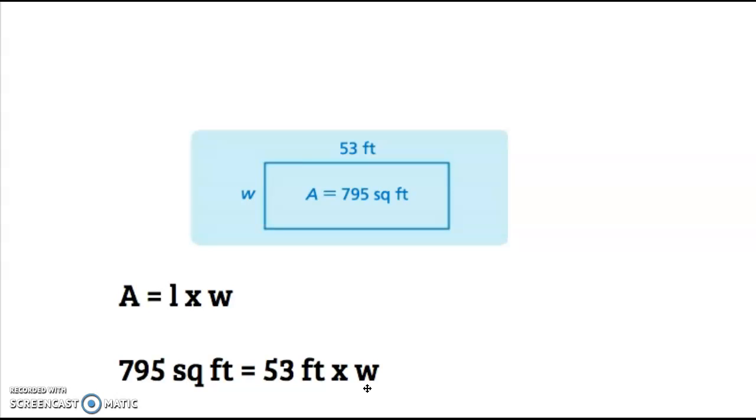Now, if you remember from our last unit that we did, to find out what the W is, we need to do the opposite operation. So we have multiplication happening right here. But I need to figure out what my W is. So I need to do some division. I need to divide 795 by 53 so I can figure out what my W is. Let's figure that out together.